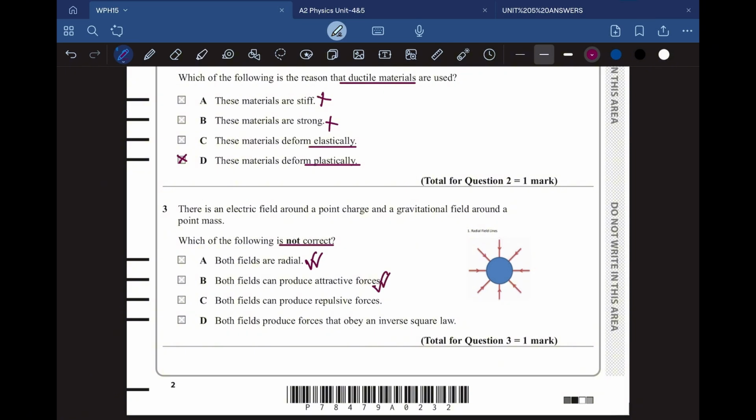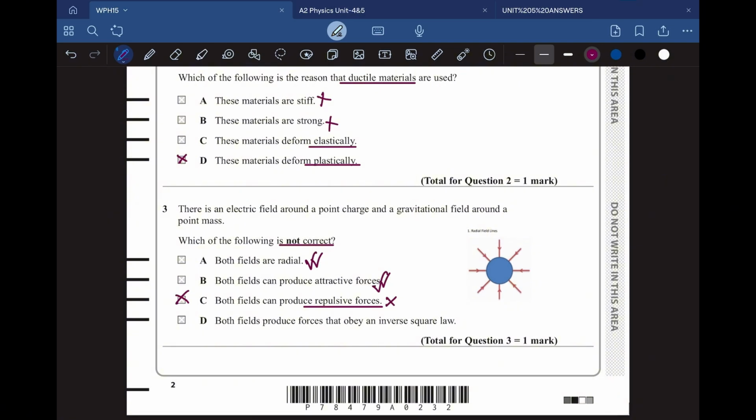Now the C part is not correct, because it says both of them can produce repulsive forces. No, they cannot produce repulsive forces, because though the electric field can repel, because a positively charged particle can repel another positively charged particle, basically there is no repulsive force between the masses. The charged particles can repel, but the gravitational force between the masses is always attractive. So this is going to be our answer, because this is not correct.